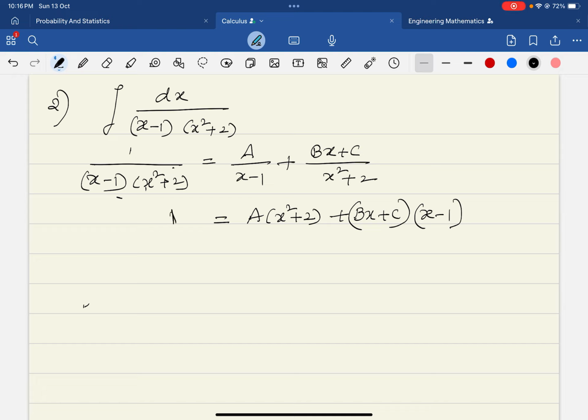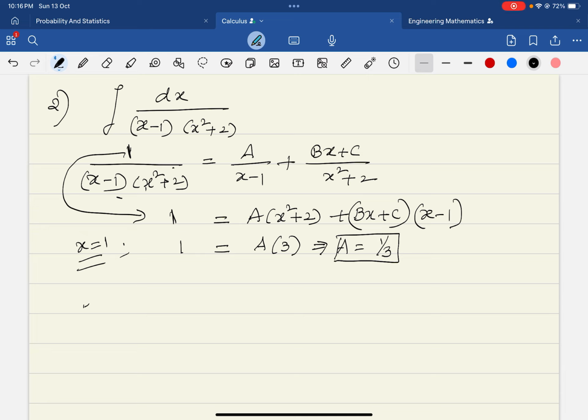What is on the left hand side? The numerator is 1, so we have to write it like this. Now, what value do we put? Let us say x is 1. When you put x is 1, the left hand side has no change at all. On the right, it is 1 plus 2, which is 3, and the other terms give you 0. So what is the value of a? It is 1 over 3.